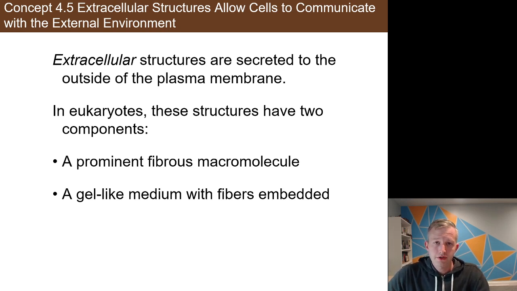Let's wrap up Chapter 4 with Section 4.5, which is all about extracellular structures. Right off the bat, extracellular means outside of the cell, so keep that in mind. And in eukaryotes, we have two major components of extracellular stuff, and that is prominent fibrous macromolecules and a gel-like medium with different fibers embedded.